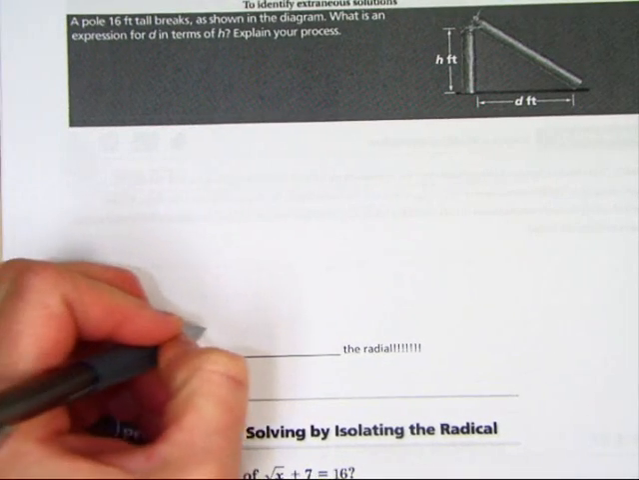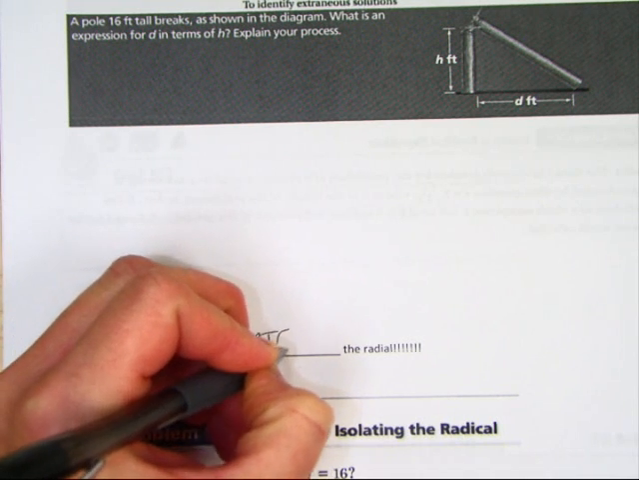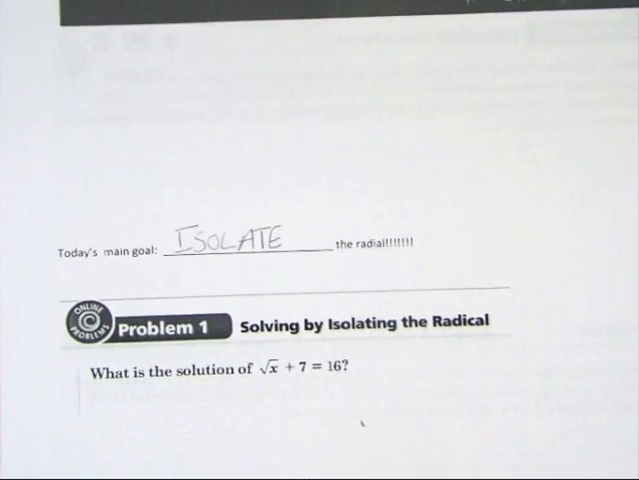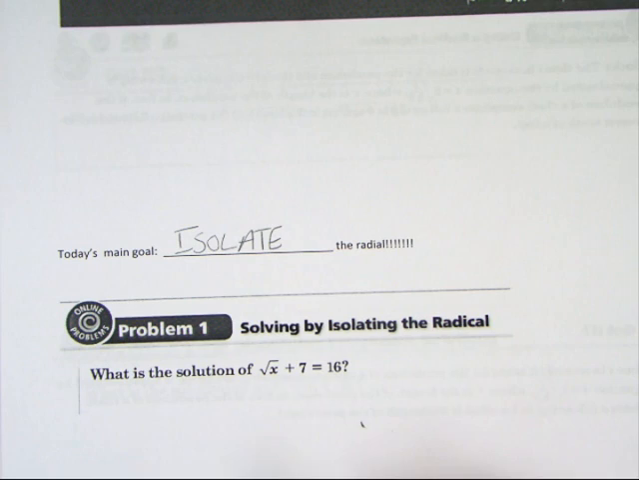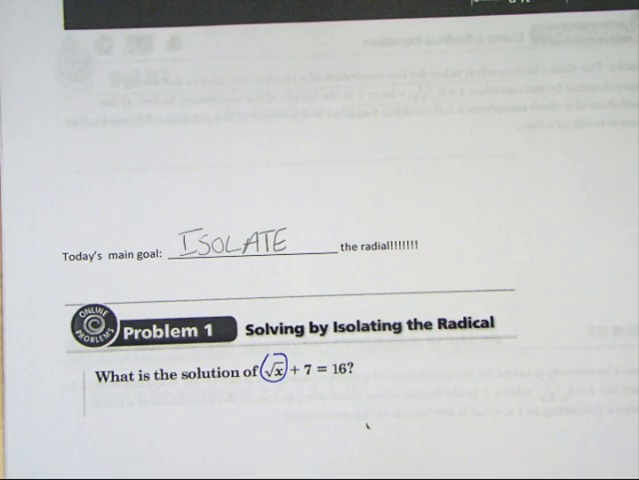The main goal is to isolate the radical, okay? So you want your radical to be on either the left or the right by itself. Let's look at problem 1 and circle what we want to isolate. Do you see this radical? That is what we want to isolate.